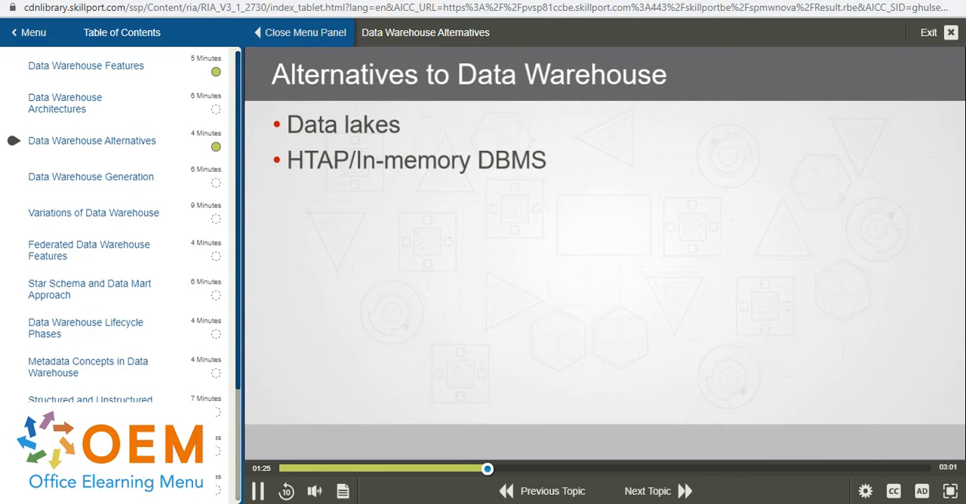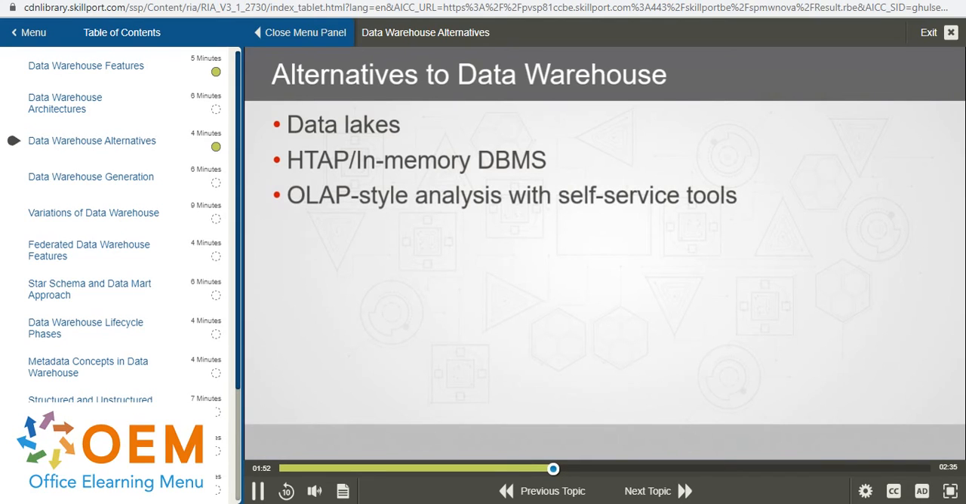Another alternative is HTAP or in-memory DBMS. HTAP is short for Hybrid Transactional Analytical Processing. HTAP is different from the traditional data warehouses since it combines the strategy of OLTP feed and OLAP capabilities. And since it is facilitated in memory, we also call it memory DBMS.